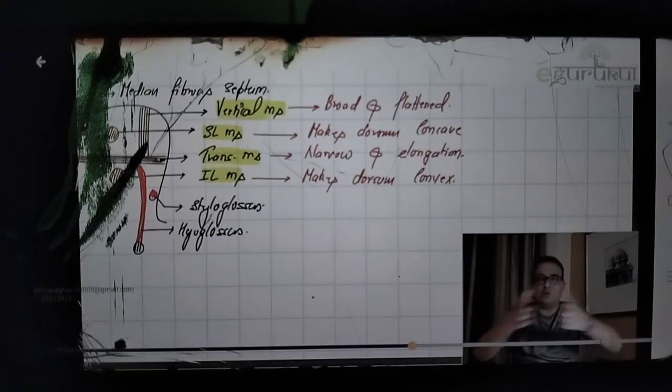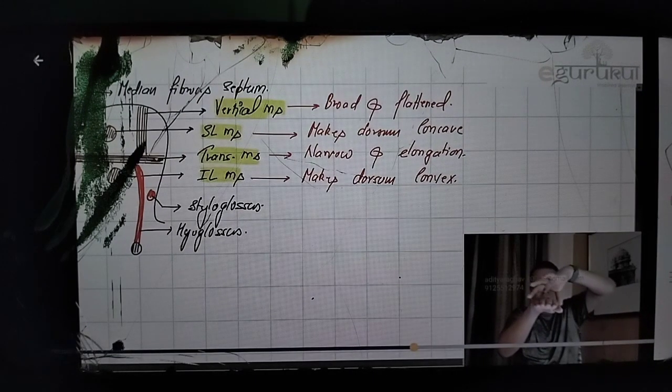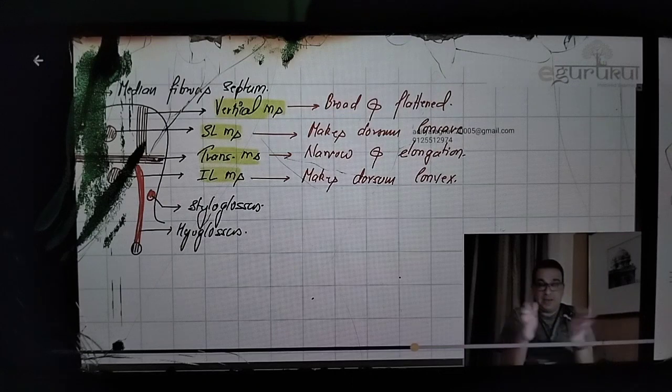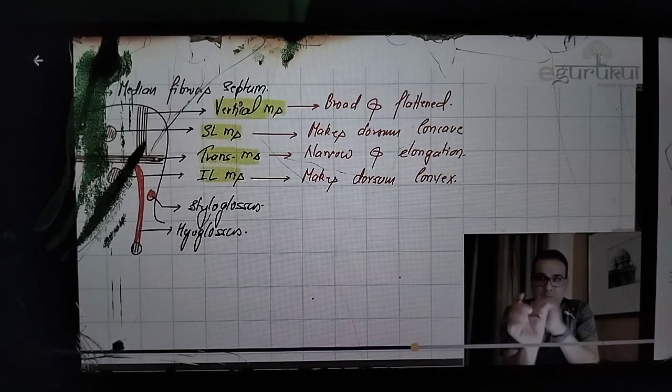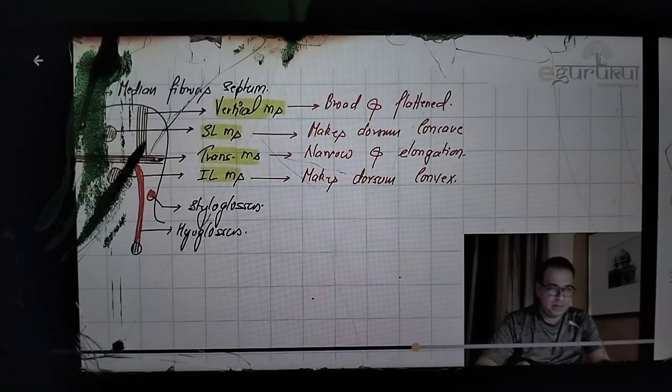Now anything that you flatten will automatically become broad. And then we have a transverse muscle which is running like this in this manner. Every time this muscle contracts, it will bring the two margins of the tongue close to each other. That will make the tongue thicker, or you can say it will make the tongue narrow, but it will elongate the tongue here, like this. Narrow and elongated. So this is about the intrinsic muscles here.